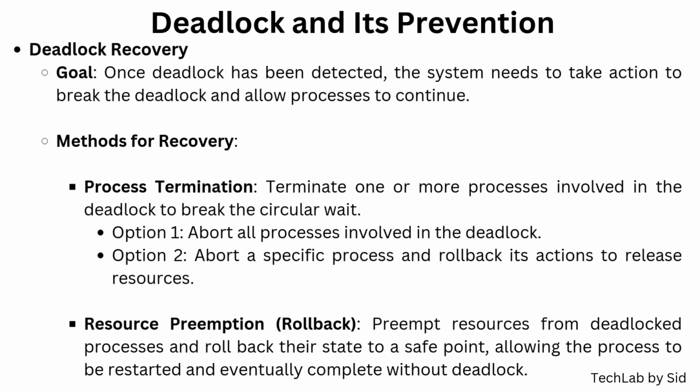Another method is resource preemption, where resources are preempted from deadlocked processes and the processes are rolled back to a safe state, allowing them to restart and eventually complete without encountering deadlock. This way, the system can recover from a deadlock situation and ensure that processes continue running smoothly.